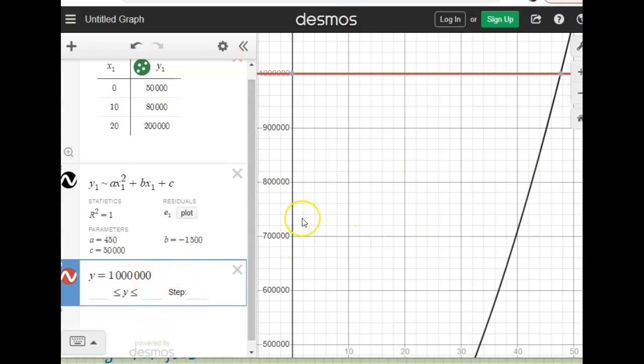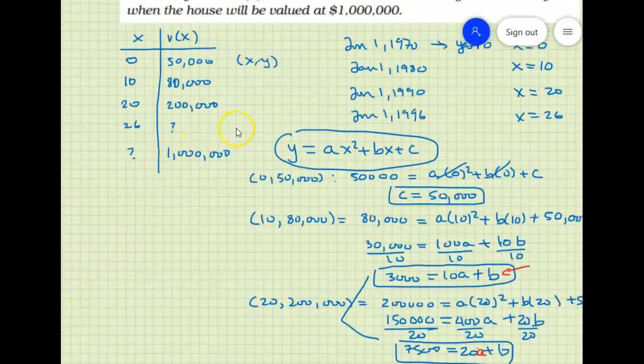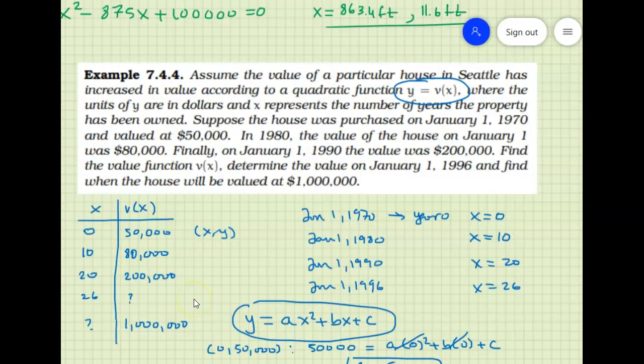So yeah, Desmos is great. Use it a lot because it will help you check if your answer is correct. It helps you do these calculations a lot quicker. All right, so that's it for the problems in this problem set.